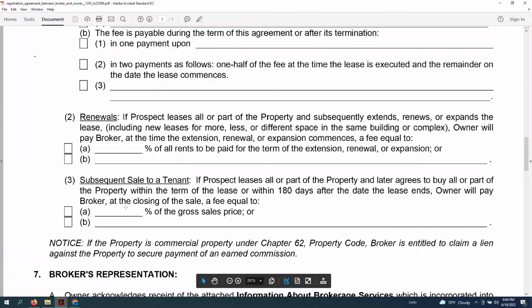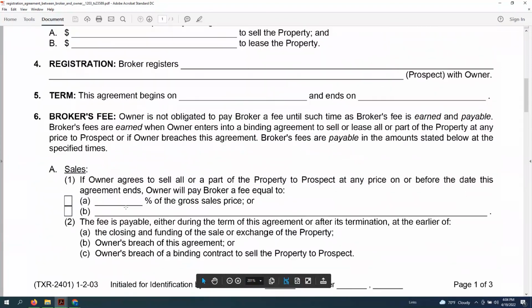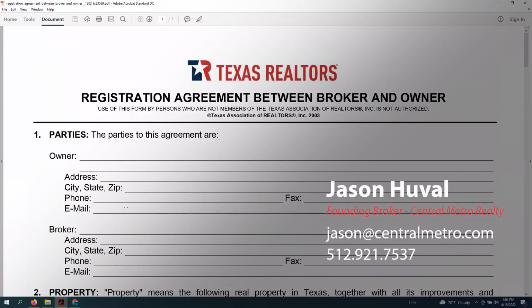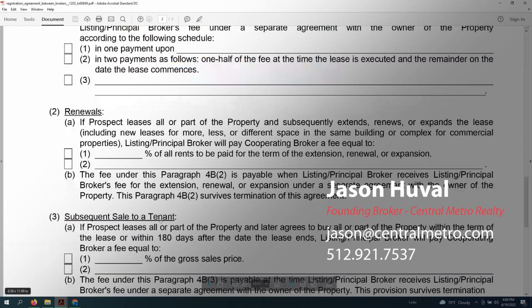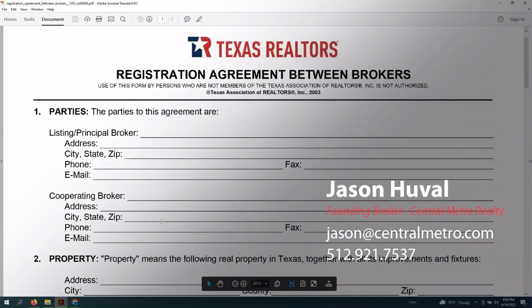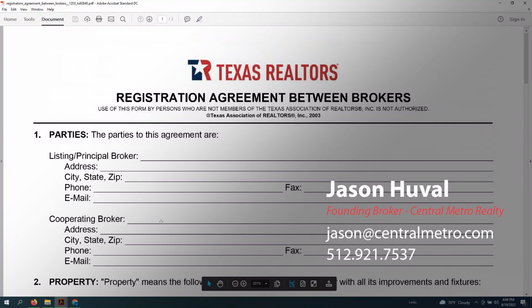So I hope this helps you out with this form. I know it's not super common, but it will come across. If you do this long enough, you will come across a time that you need to use it. It's relatively straightforward, but as always, if you have any questions with anything, you can always call us or email us at any time.